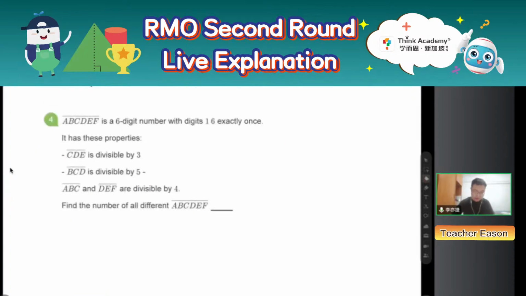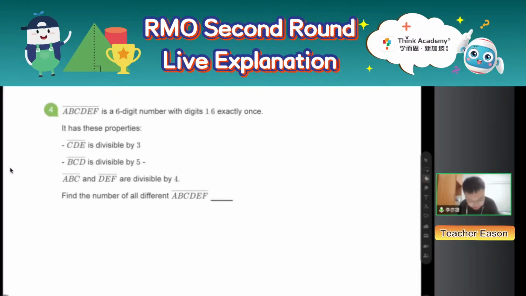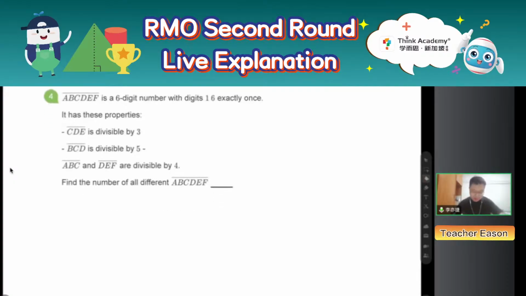And then question 4. ABCDEF is a 6-digit number. CD is divisible by 3. BCD is divisible by 5. ABCD is divisible by 4.